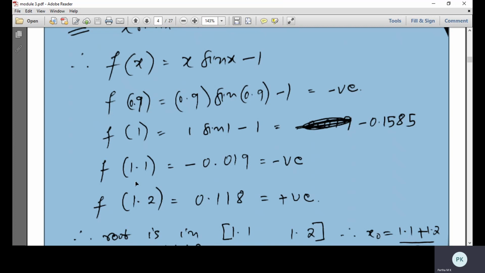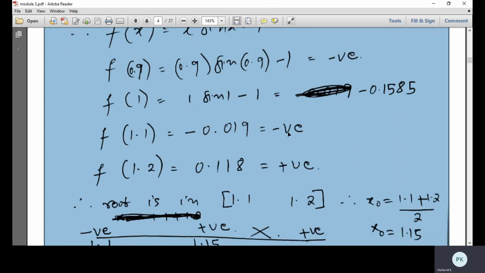Now let us check. Put x is equal to 1.2. So 1.2 into sin of 1.2 minus 1. You are getting 0.118. That is positive value. So observe, 0.9 negative value, 1 negative value. Between two negative values, no root exists. So 0.9 and 1 I cannot take. For 1.1 negative. For 1.2 positive. So let us choose this.